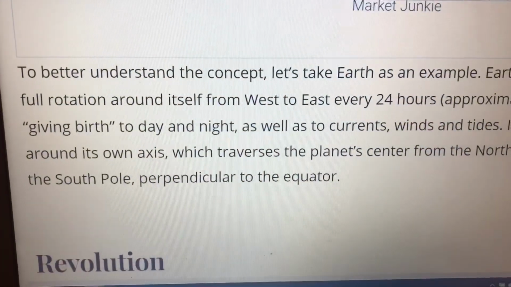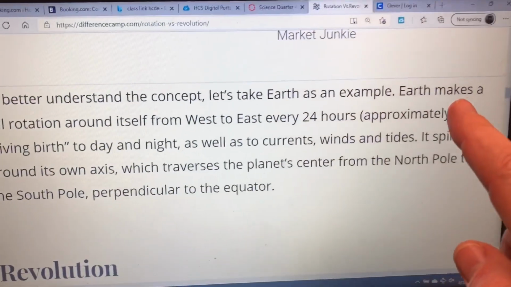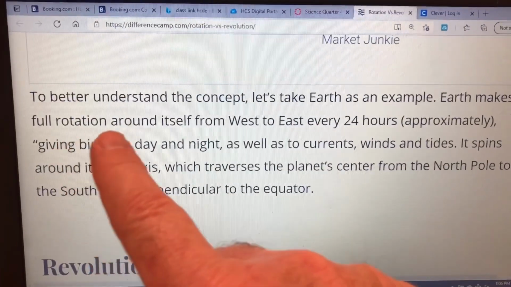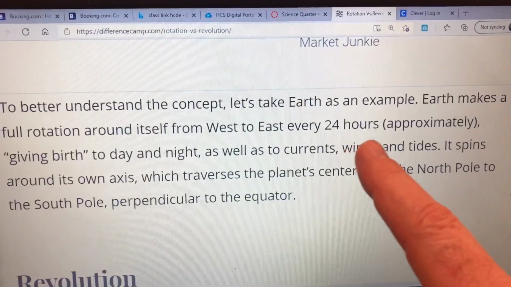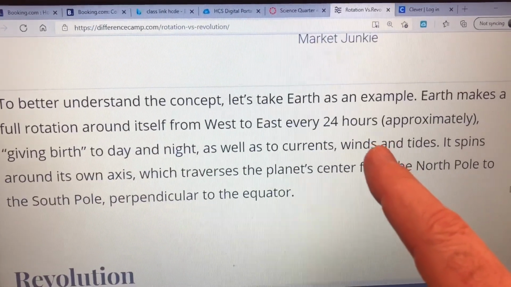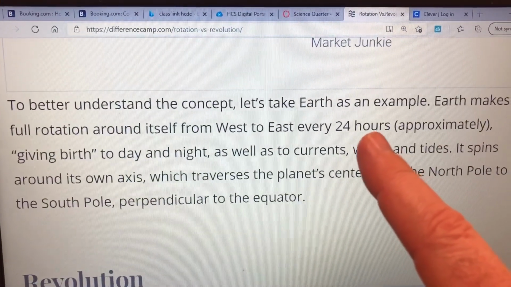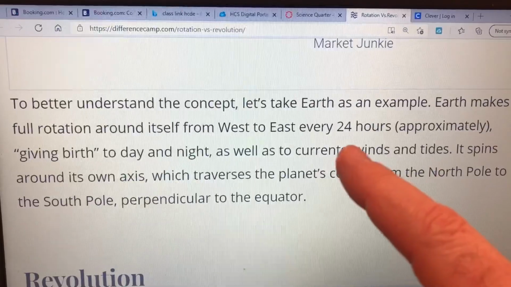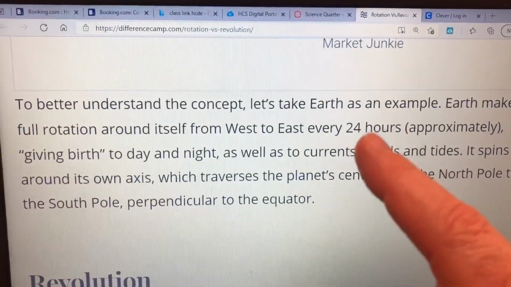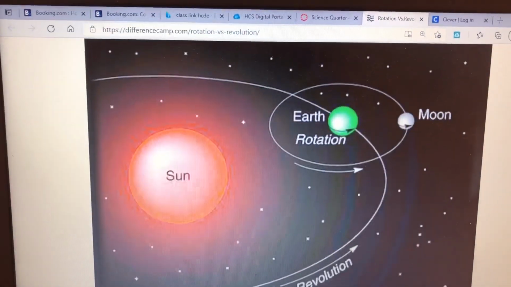If we keep going here in the article, it says to better understand the concept, let's take Earth as an example. Earth makes a full rotation around itself from west to east every 24 hours, okay? Every 24 hours. It's important that we understand that. So Earth is rotating on its own axis every 24 hours. Let's go ahead and skip to revolution.